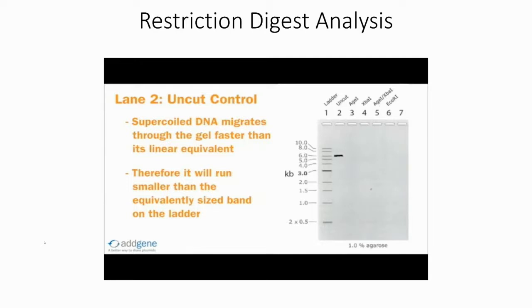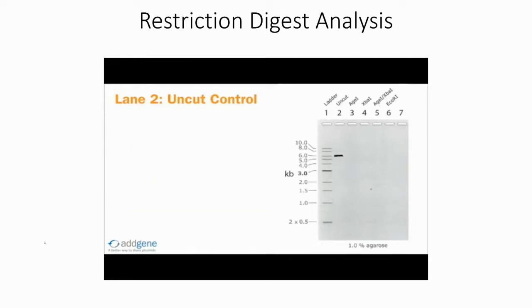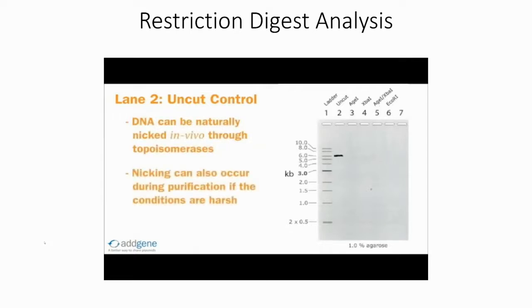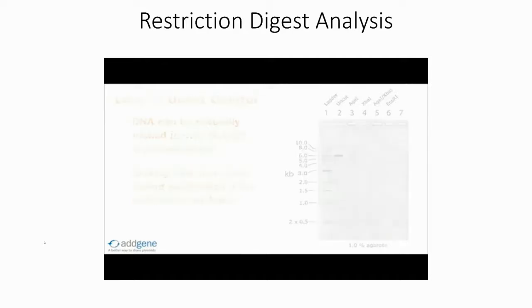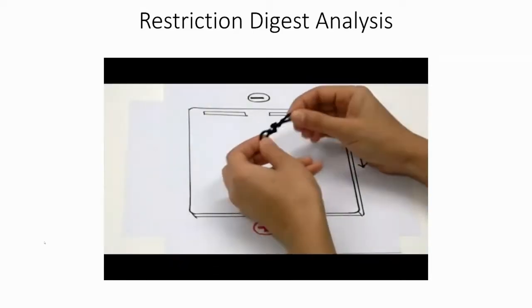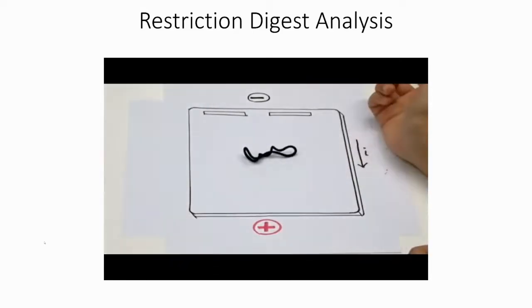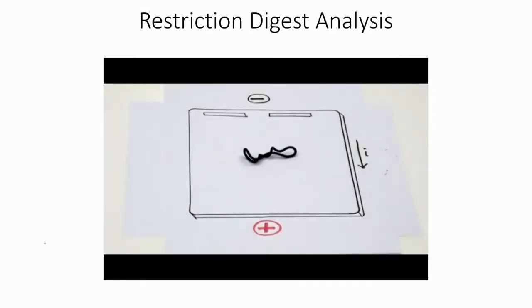Another conformation of uncut plasmid DNA is nicked. DNA can be nicked naturally in vivo through the activity of topoisomerases. DNA can also get nicked during purification if the conditions are harsh. So it's common to see nicked DNA in your uncut control. When one strand of the DNA is nicked, supercoiling is released. So the conformation of nicked DNA resembles a floppy hula hoop or a hair tie, making it relatively large.